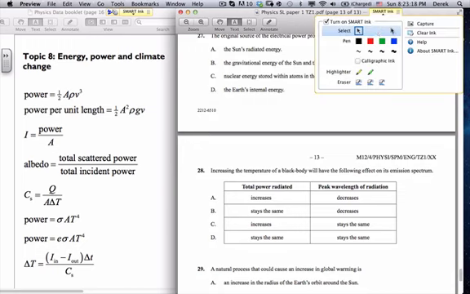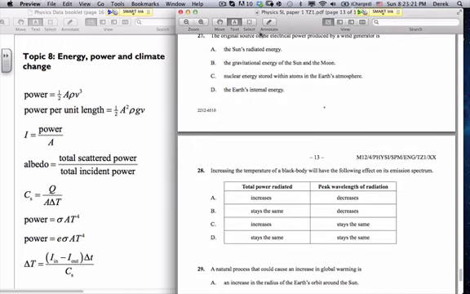27, the original source of electrical power produced by a wind generator is the sun's radiated energy. This is correct, because the sun heats up the Earth's surface, which causes air to go up, and then this causes air to come in to replace it. So it's the sun that is providing the overall energy for wind energy. So 27A.